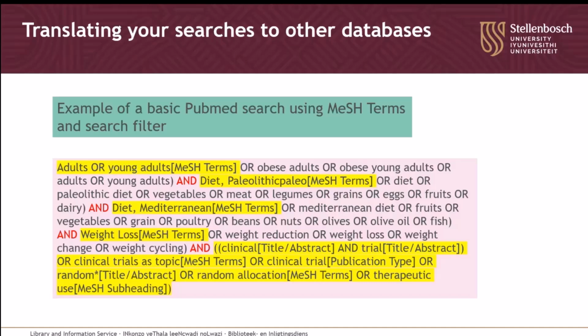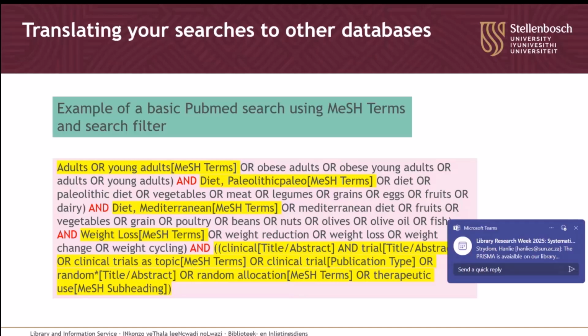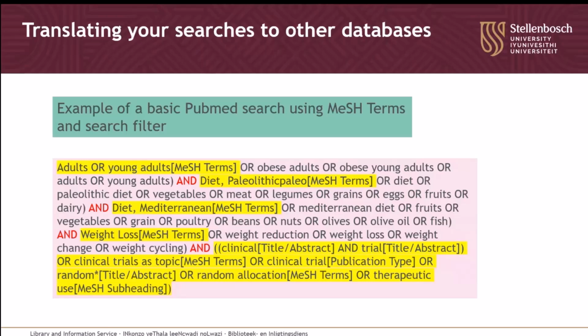The same with diet, Mediterranean in the third instance, the third yellow highlighted part there with the MeSH terms. You will see that diet, Mediterranean. Something like that, you can't enter into Scopus or Web of Science. You can't use that because this is database specific, and that's why I said this is a basic PubMed search that you can't use in any other database. So it becomes important that you have a database specific search.